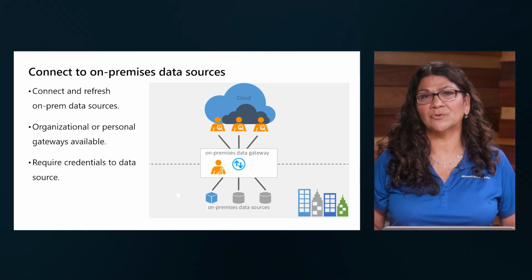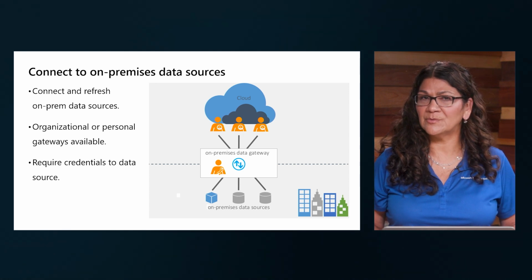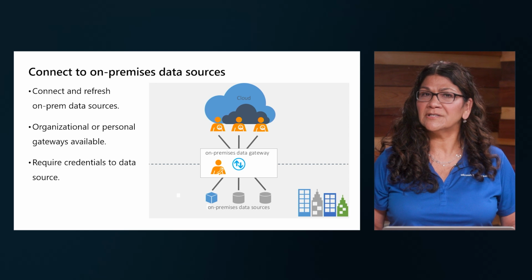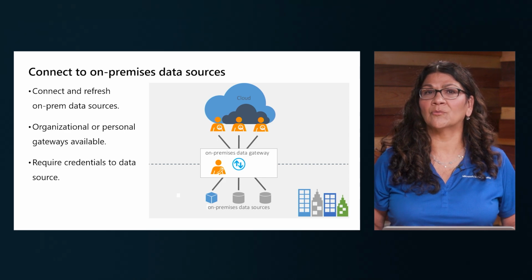Pick the gateway that meets your organizational needs. This task is usually done by an admin in your organization. You can download the gateway from the Power BI service in Microsoft Fabric using the big down arrow in the top right-hand corner.